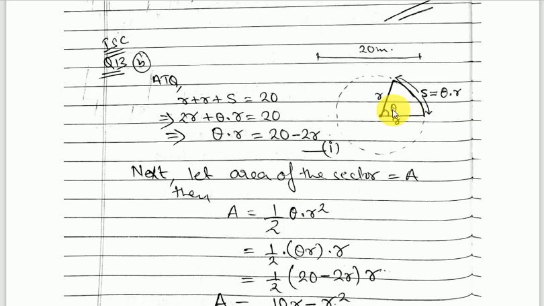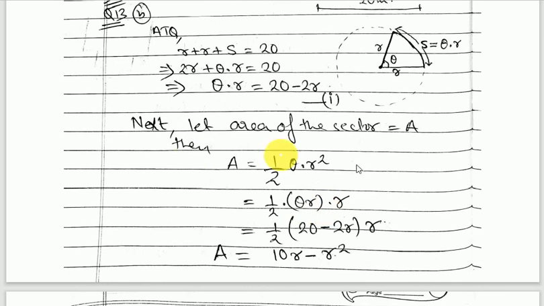So here we have assumed that theta is in radian. Right now, if you see, this formula involves two variables, theta and r. Theta is not known to us, r is not known to us. So from this equation, theta r, because this theta r square can be written theta r into r. So theta r, from this expression we can write 20 minus 2r.